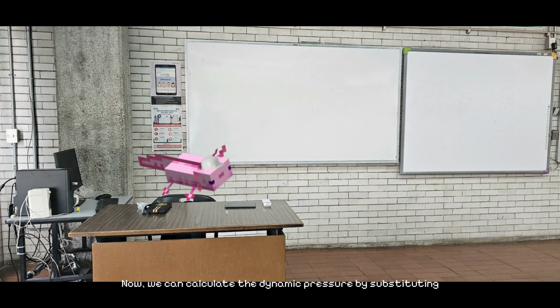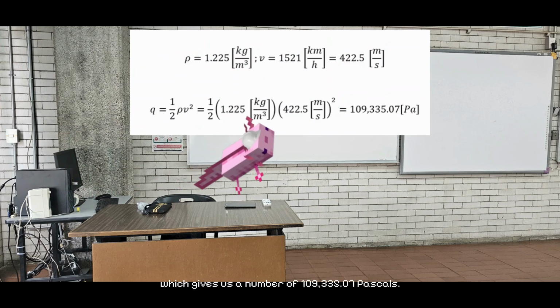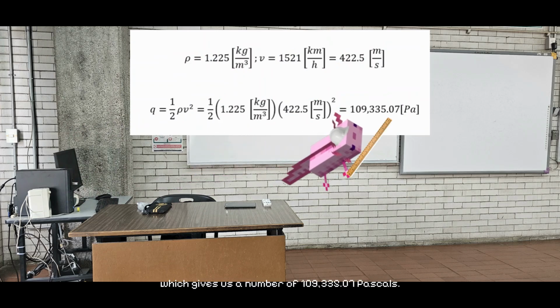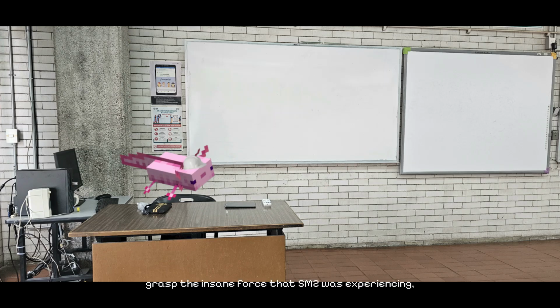Now, we can calculate the dynamic pressure by substituting these values into the equation, which gives us a number of 109,335.07 pascals. Well, that's a big number, but for you to truly grasp the insane force that the SM2 was experiencing, I will need to give you an example with the following scenario.